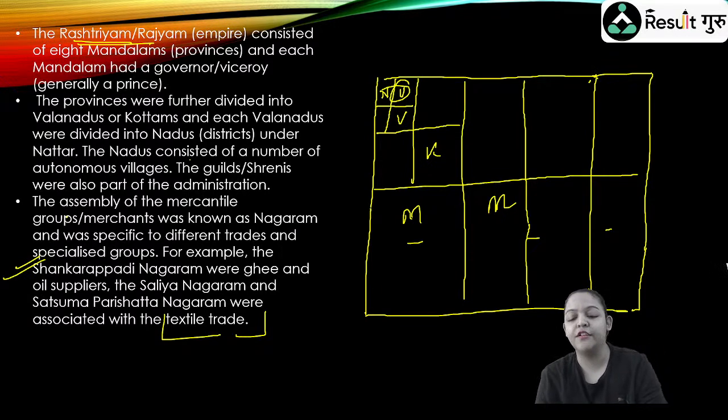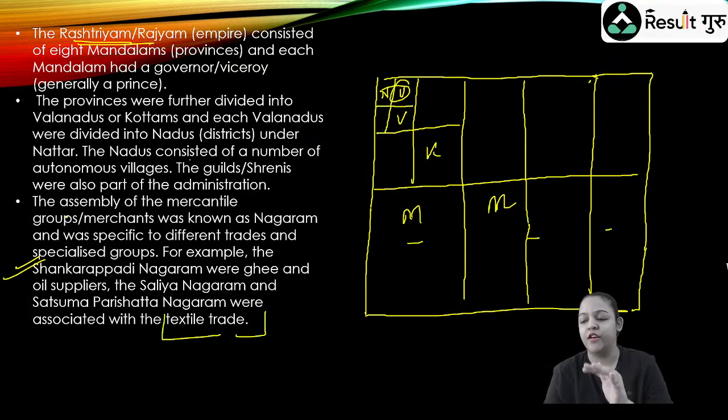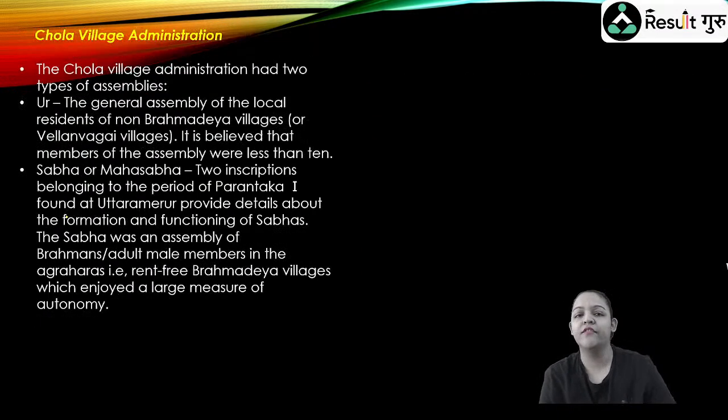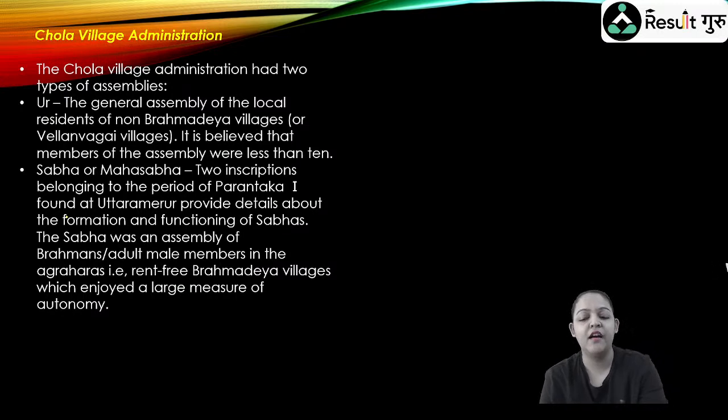So what have we done today? We spoke about the Chola administration at the central level, and then we did it at the village level. At the central level, how is it divided? Rajyam divided into mandalams, mandalams divided into kotams, kotams further divided into nadus, nadus further divided into villages. Villages were basically governed by the guilds or the shrenis. At the village level, we have two assemblies, which was the assembly of the non-Brahmadeya villages, and then we have the Sabha or the Mahasabha, which was the assembly of the Brahmadeya villages.